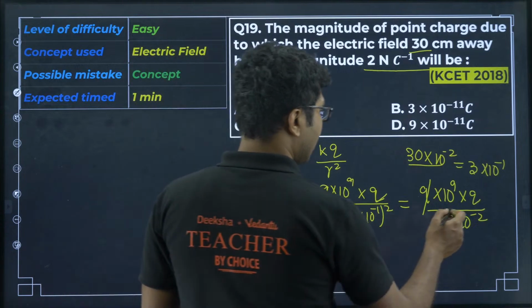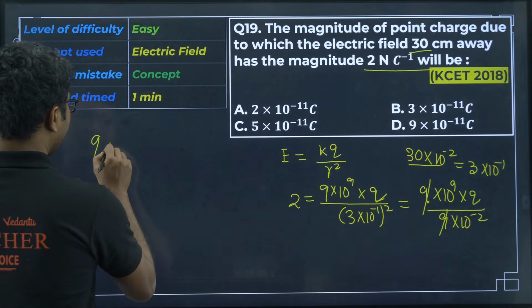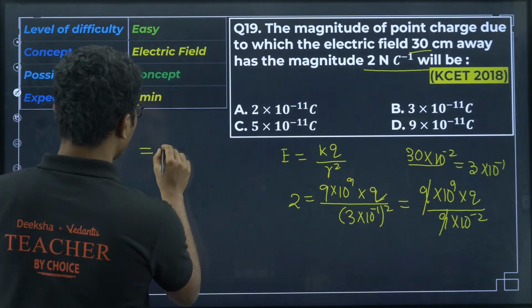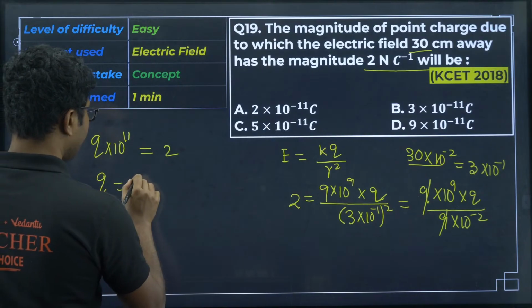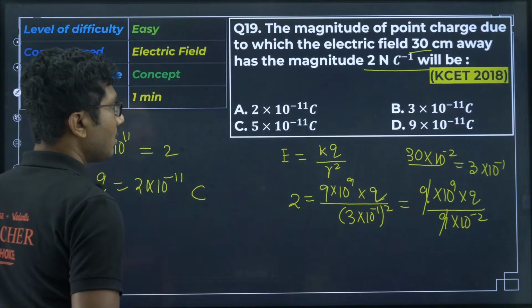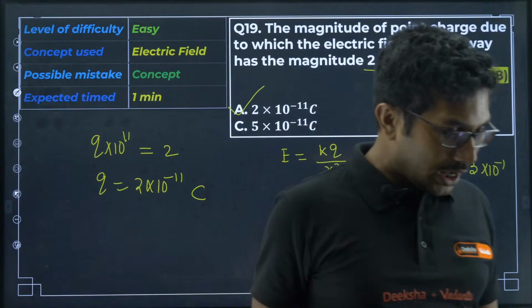So, you get this as Q into 10 to the power of 11 becomes my 2. So, Q is basically 2 into 10 to the power of minus 11 coulomb. Okay. So, option A is the answer. Now, let us see who has answered correctly.